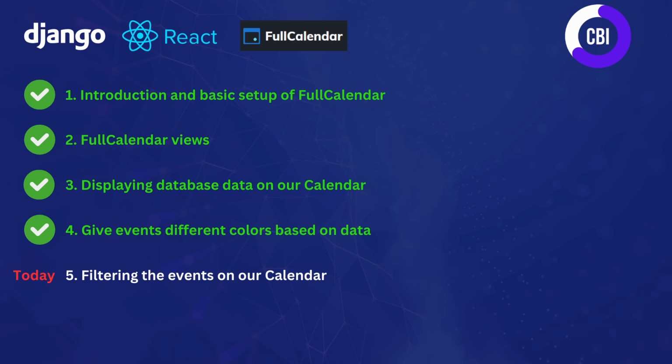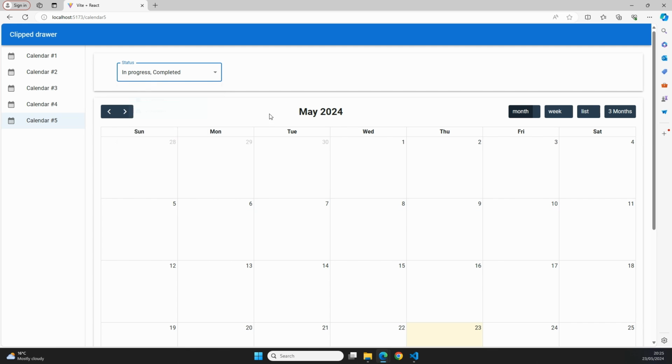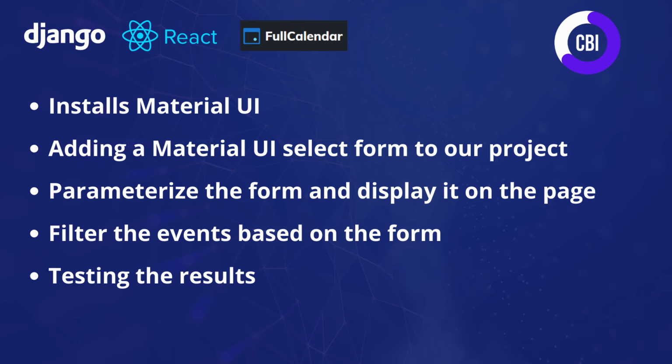In this video, we're going to continue and we're going to make sure that we can add a multi-select filter on our calendar so that our events on our calendar can be filtered. Now, to do that, we're going to be following 5 steps. We're going to start by doing some installs for Material UI. Next, we're going to be adding a Material UI select form to our project, which we're going to be using to filter out the events. Then we're going to parameterize the form and display it on our calendar page, and then filter the events based on the selected things inside of the form. And as the last step, we're going to be testing the results and see if everything works correctly.